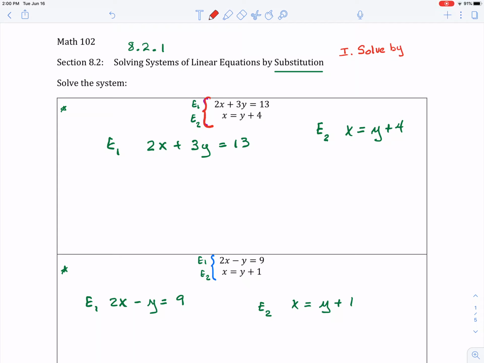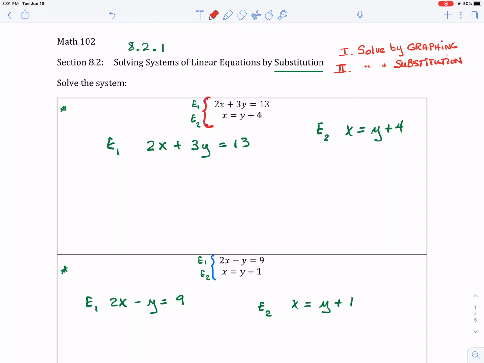We did that back in section 8.1. And we saw that you get a point of intersection, and you get that one solution. Sometimes you get parallel lines, and so you have no solution. And other times you get one line on top of another line, so you have infinitely many shared solutions. So that was our first technique. Our second technique that we're looking at here is to solve by something that's called substitution. Okay, so you're going to see me work 2 or 3 examples using substitution.